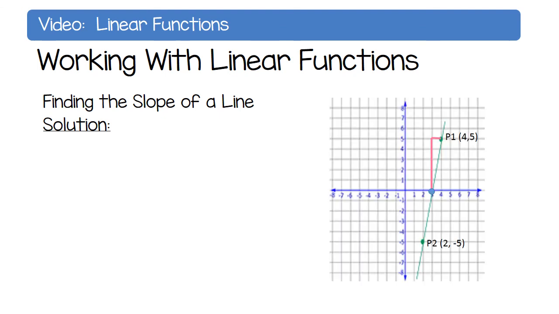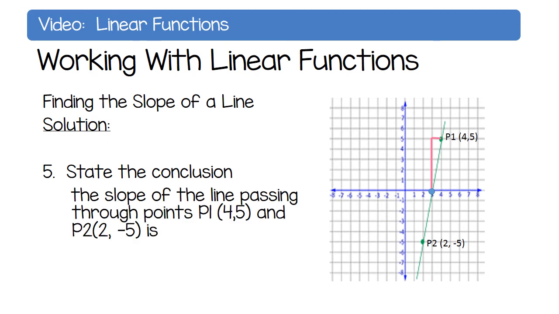Finding the slope of a line. So for your solution, as always, we need to state the conclusion. The slope of the line passing through points P1 at 4, 5 and P2 at 2, negative 5 is 5 over 1. Or we could just write 5.